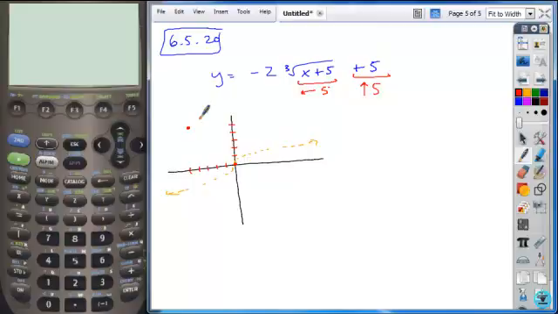And now if we look out in front, we have a negative, so that means there is going to be a reflection. And the reflection is going to be vertically or across the x-axis. Okay, so what that means is instead of this graph opening up and to the right, it's going to open down and to the right. Instead of it opening down and to the left, it's going to open up and to the left.